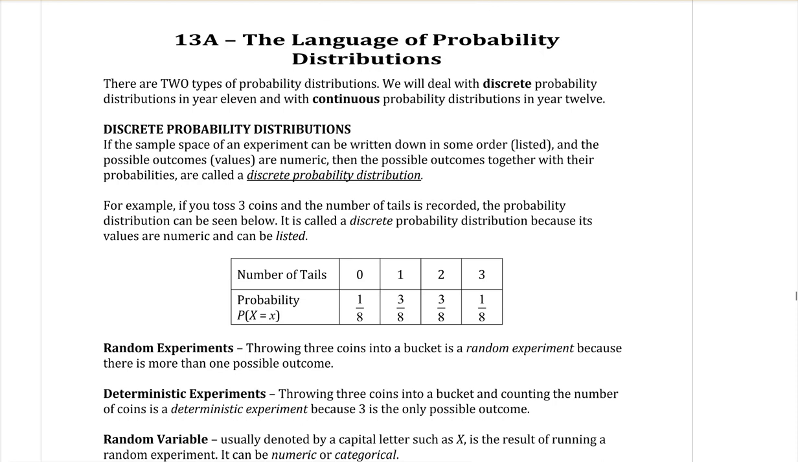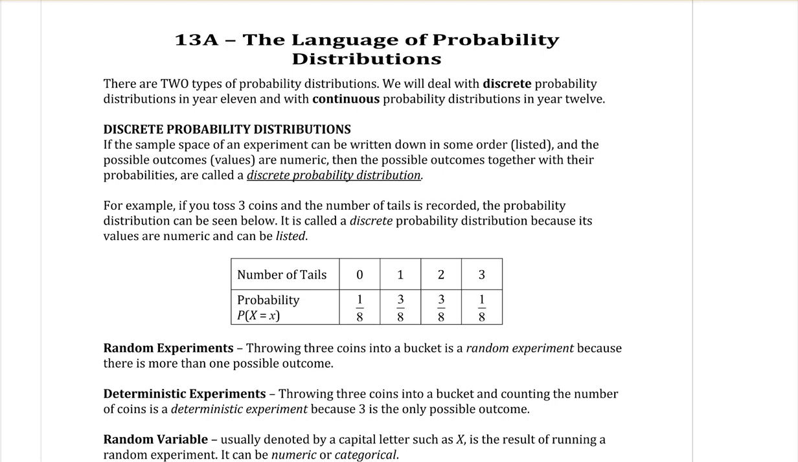Okay, so chapter 13, we're talking about the language of probability distributions. There are two types of probability distributions that we will deal with. We have the discrete probability distribution that we're going to learn about in year 11 and the continuous probability distribution that you'll learn about in year 12. Do you remember what those words mean, discrete and continuous?